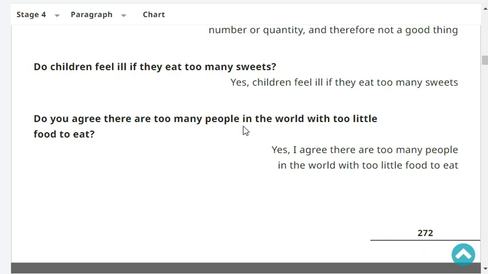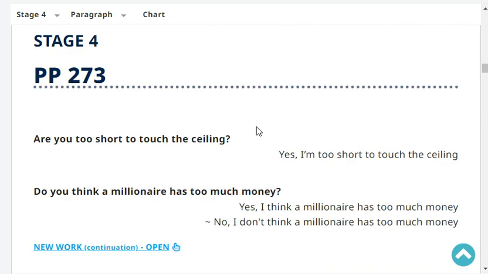Do children feel ill if they eat too many sweets? Yes, children feel ill if they eat too many sweets. Do you agree there are too many people in the world with too little food to eat? Yes, I agree. Yes, there are too many people in the world with too little food to eat. Very good.